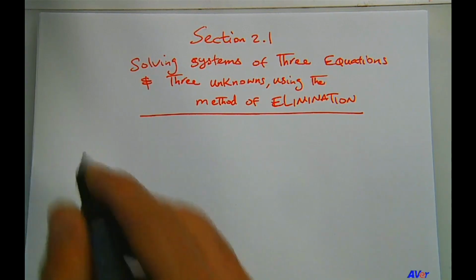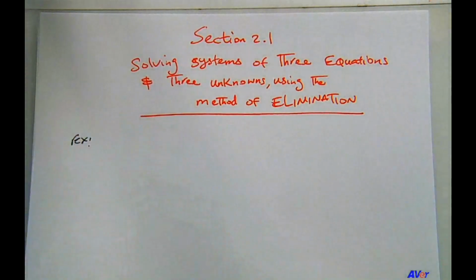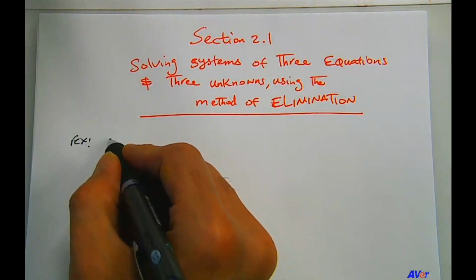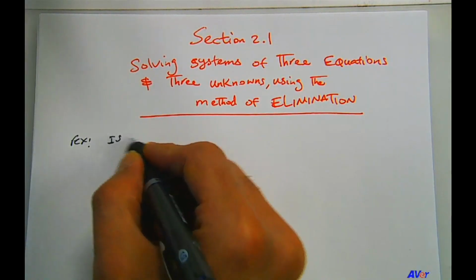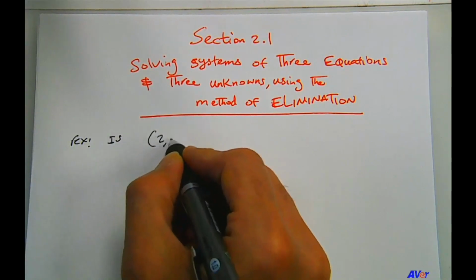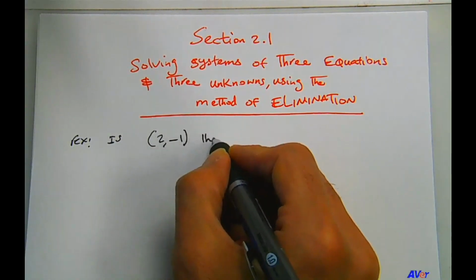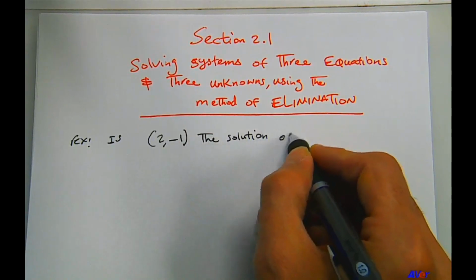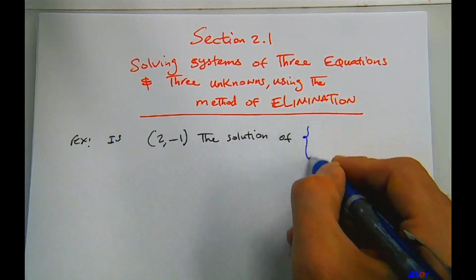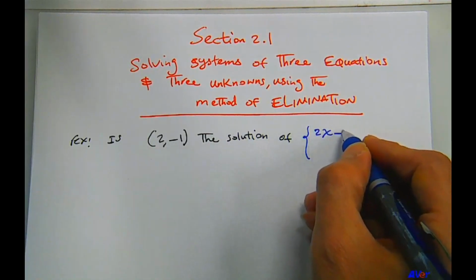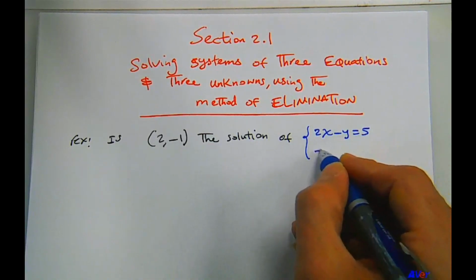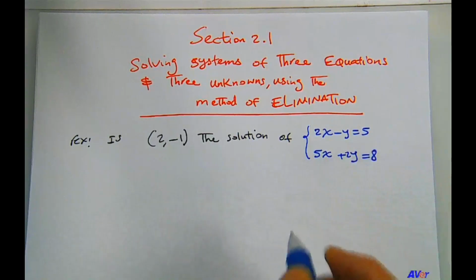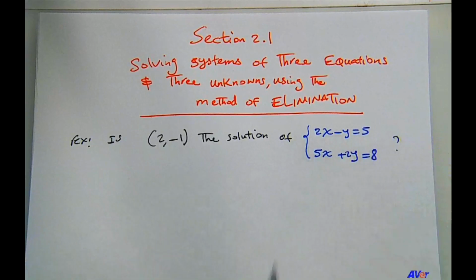So suppose we have an example like this where we want to answer this question: is the point (2, -1) the solution of this system? We have 2x minus y equals 5, and 5x plus 2y equals 8. Okay, so that's the question we have.